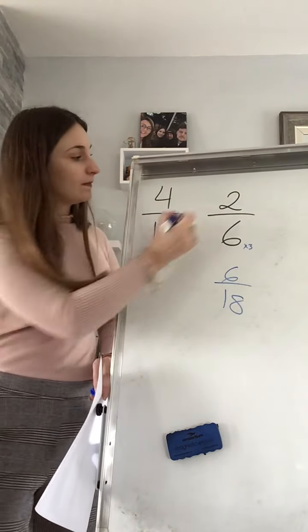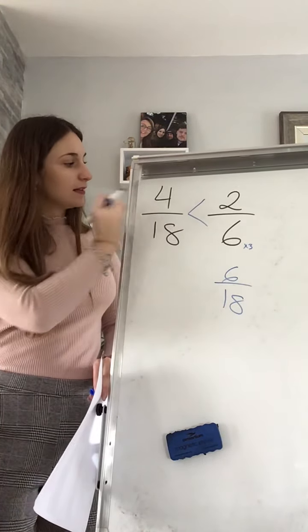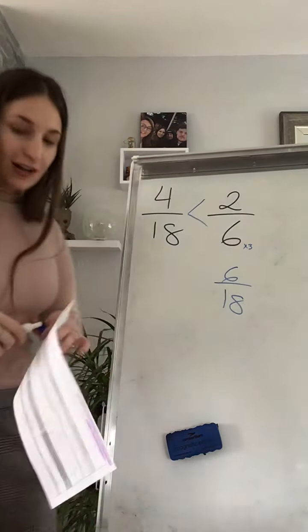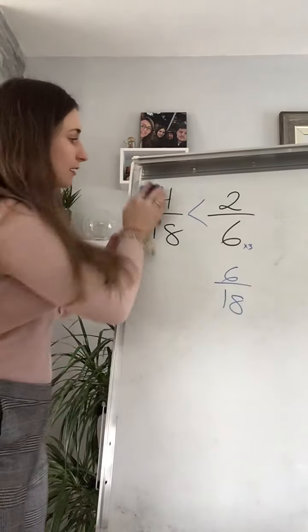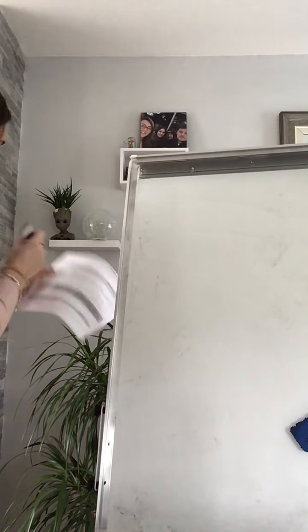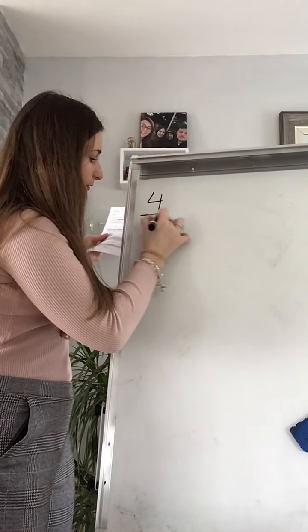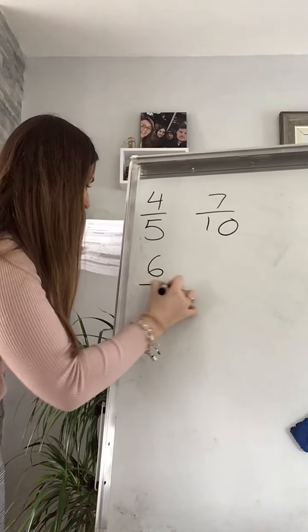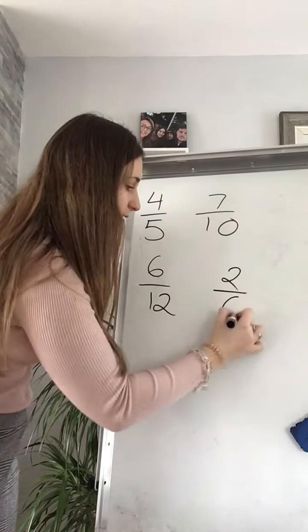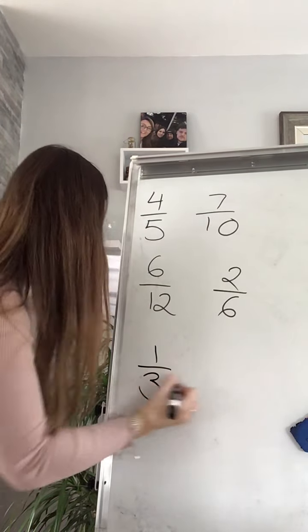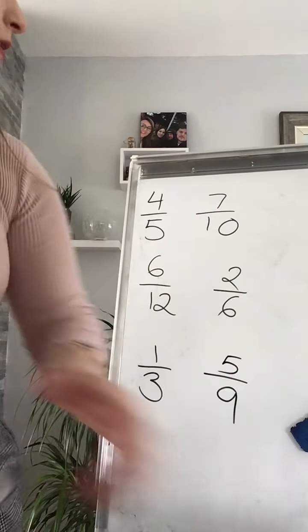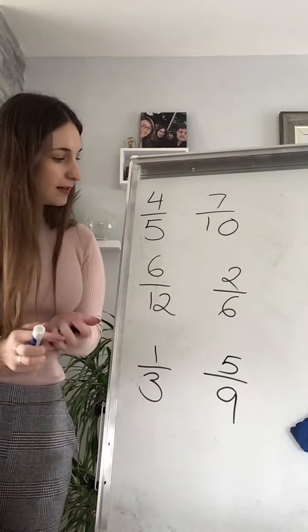What is greater? 2/6 is greater than 4/18. Easy? Yeah? Are you ready to just do a few of them? Okay. Can you just try to do 4/5 and 7/10? Compare them, and 6/12 and 2/6, and the last one 1/3 and 5/9. Okay, pause your video now, try to work it out, and then play it again once you're ready.